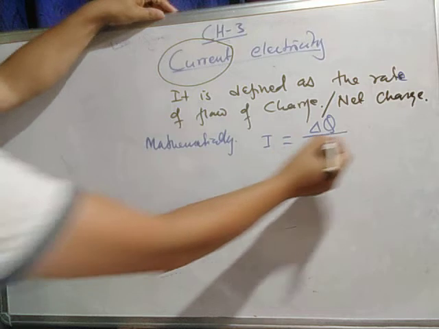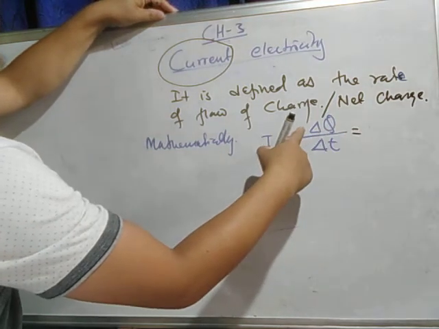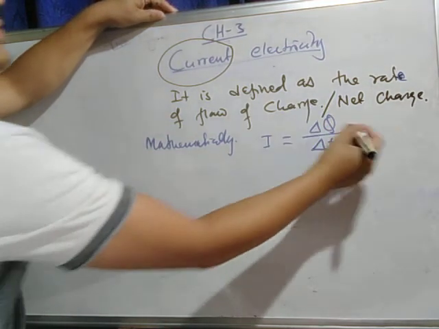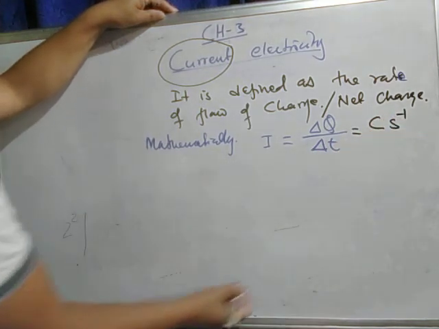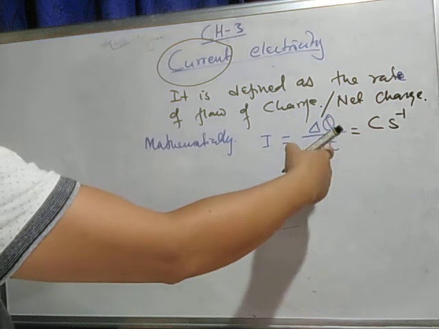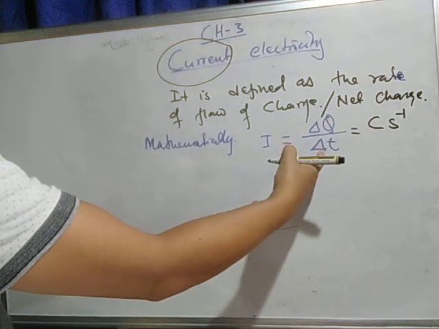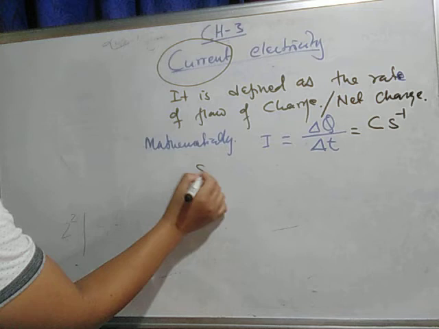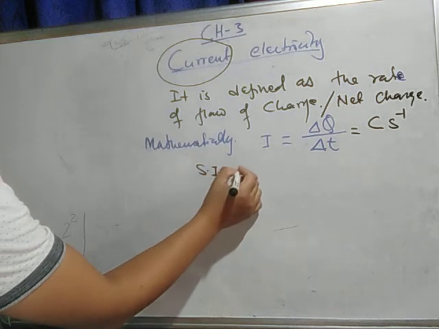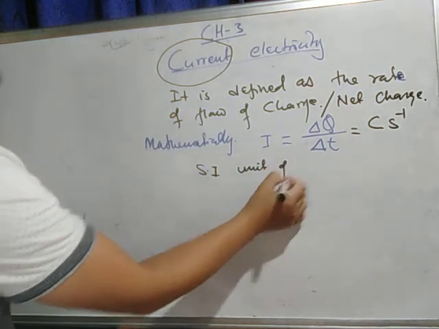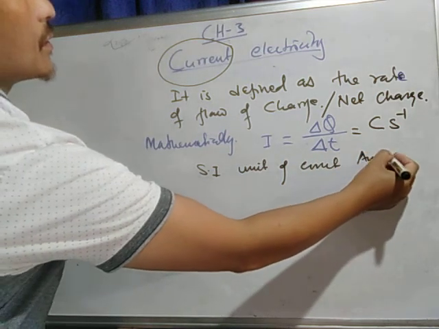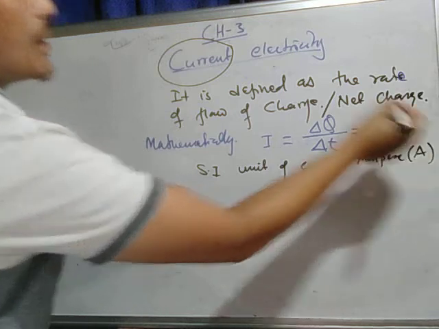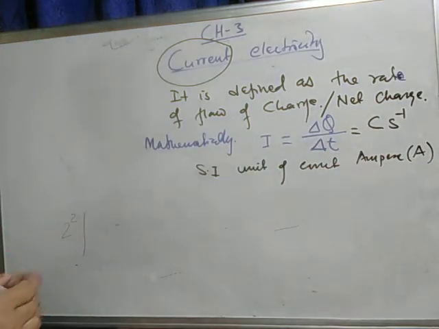So now see, the unit of current is what? The unit of charge is coulomb, time is second, so coulomb per second. We have a new unit of current. So the SI unit of current is what? Ampere, denoted by A. Clear?